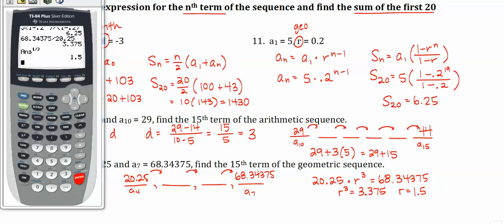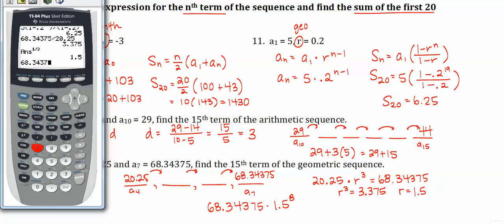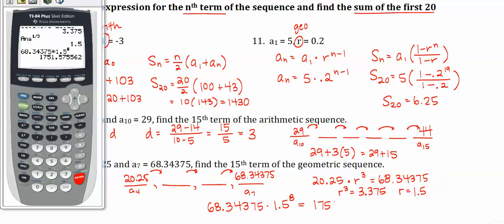Now I'm again going from the 7th term up to the 15th term. So to go from the 7th term to the 15th term, how many times would we have to multiply by r? That's what I want to think about now. So the 7th term, 68.34375, I'm going to have to multiply by r 8 total times to create that 15th term. So 68.34375 times 1.5 to the 8th should give me that big old nasty number as my 15th term. So 1,751.5755562. And there's our 15th term.